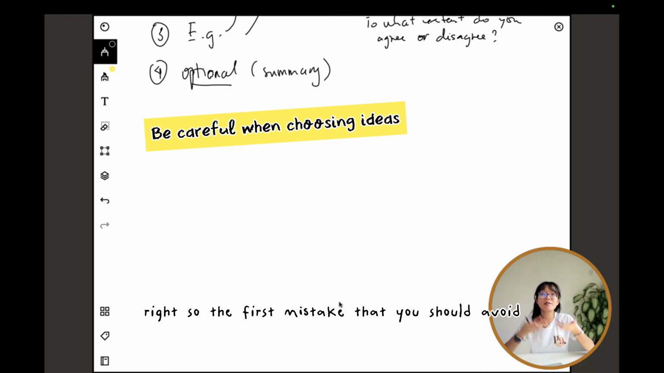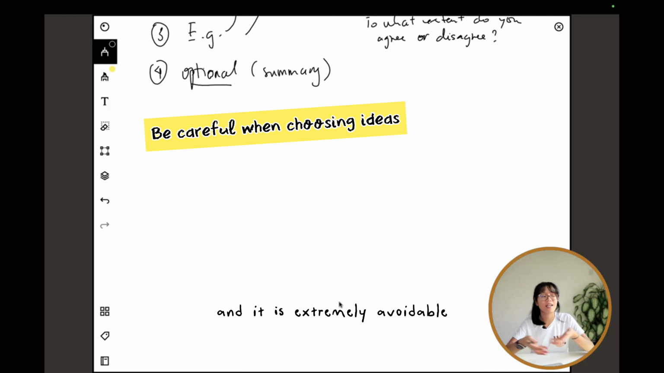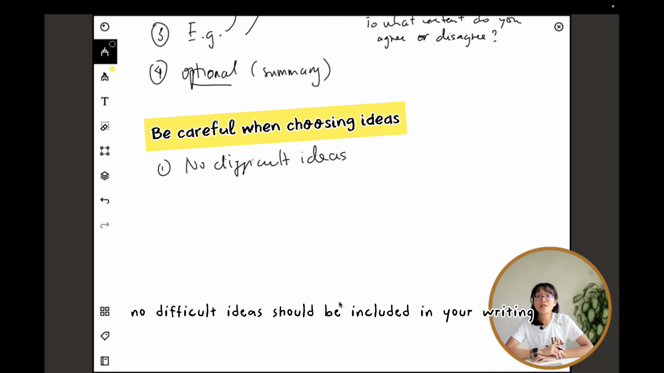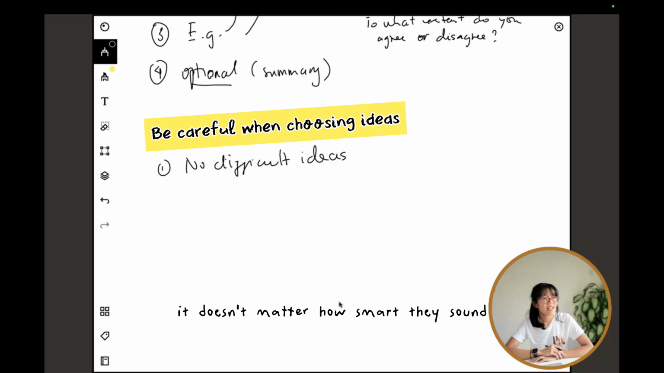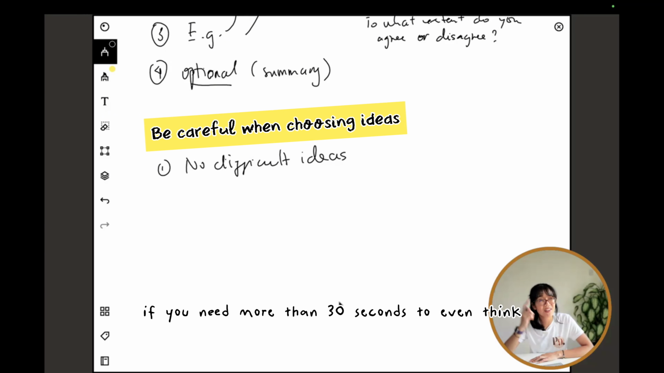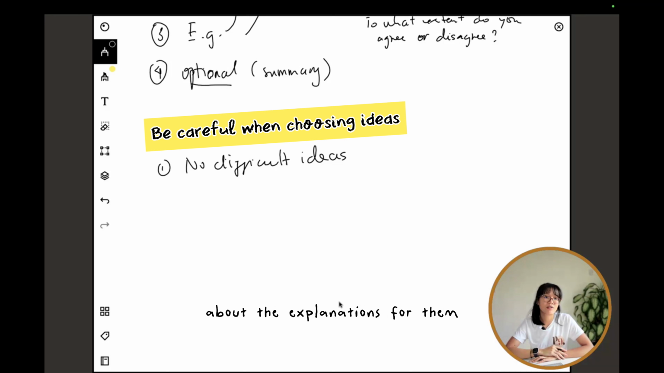So the first mistake that you should avoid, and it is extremely avoidable, is no difficult ideas should be included in your writing. It doesn't matter how smart they sound if you need more than 30 seconds to even think about the explanations for them. Drop them. Not worth it.